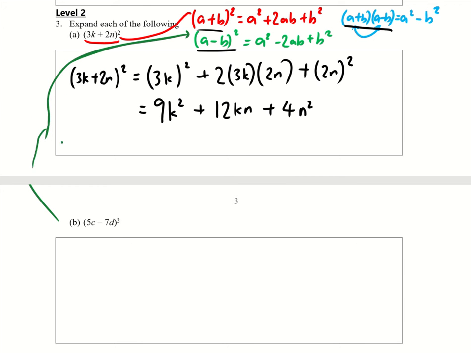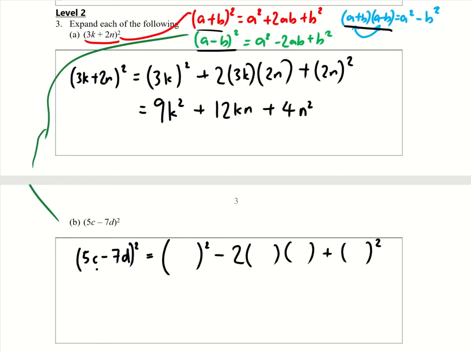Okay, so what we'll do is, again, write down the question first. So 5c minus 7d the whole thing square. If I expand, I'll have a square minus 2ab plus b square. So I'll rewrite back everything again, but in terms of brackets. So a square minus 2ab plus b square. Your a is 5c and your b is 7d. So 5c, 5c, 7d, and 7d. And then we'll expand them slowly.